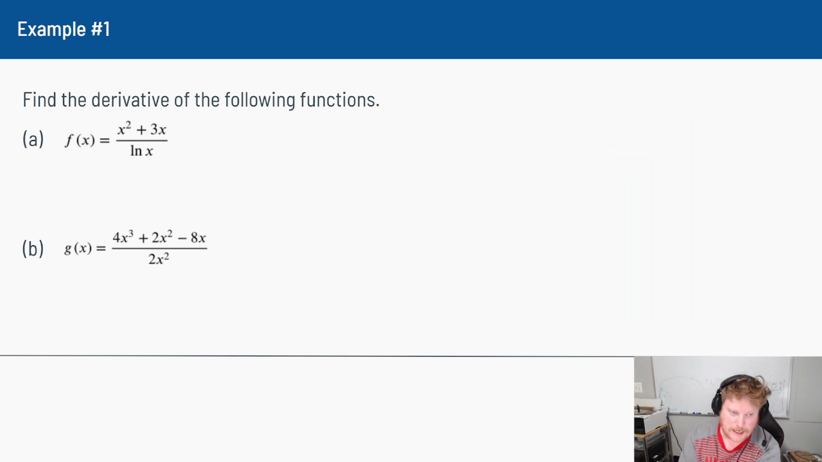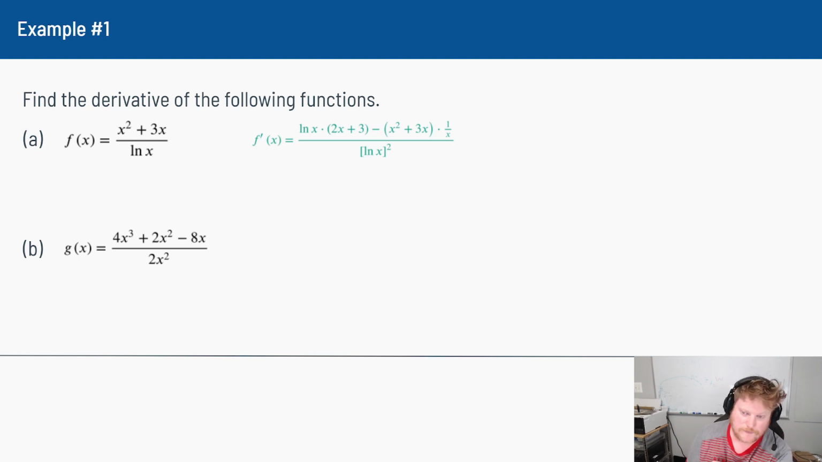So let's put it into action. Find the derivative of the following functions. In A, we have a quotient, a ratio of functions, so we'll apply the quotient rule. We take the bottom function, or low, times the derivative of the top, d high, 2x plus 3, minus the top times the derivative of the bottom. And as we saw in the previous lesson, the derivative of natural log of x is 1 over x.